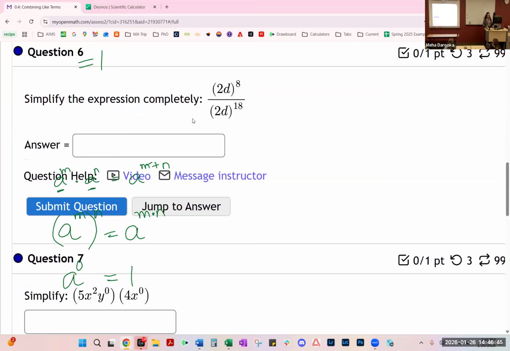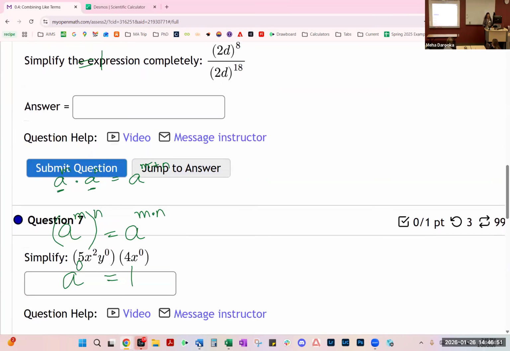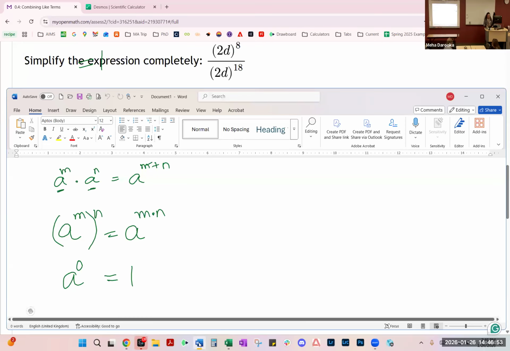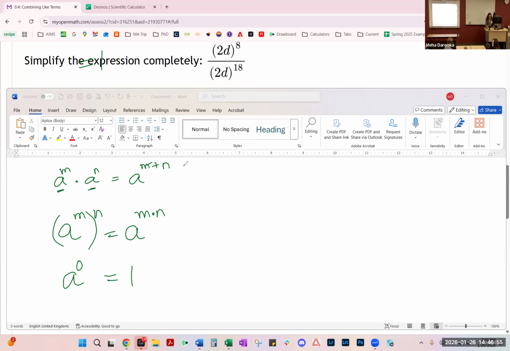Number 6 is where we will use the quotient rule. So what exactly is the quotient rule? For the quotient rule, the idea is kind of like what we had done in the product rule. With the product rule, you are adding. With the quotient rule, we're saying you're dividing the same base with different exponents. So here, you actually end up subtracting them.